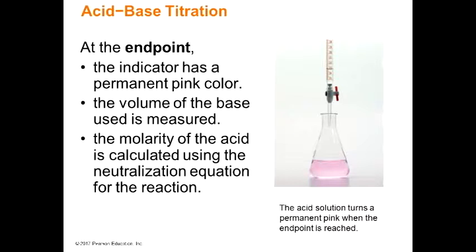The indicator changes the color of the solution when it's neutralized. So it's basically there to tell you that it's changed. This is used because of the indication that is there when you reach the pH, and that tells you about the acidity or the basicity of the environment. Okay. Endpoint: the indicator has a permanent pink color. The molarity of the acid is calculated using a neutralization equation. So an equation like this, maybe we're going to have a problem like that. So here it is. We're going to titrate.